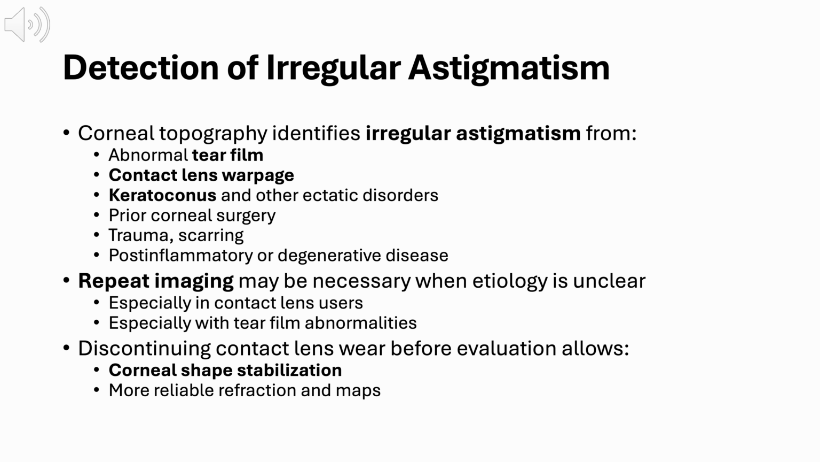This slide focuses on how topography detects irregular astigmatism and why context matters. Corneal topography can show irregular astigmatism from several causes. Common reversible causes include an abnormal tear film and contact lens warpage, both of which can distort placido rings and mimic true corneal irregularity. More concerning causes include keratoconus and other ectatic disorders, prior corneal surgery, trauma or scarring, and post-inflammatory or degenerative disease. When the etiology isn't clear, repeat imaging is often necessary, especially in contact lens users or patients with tear film instability.